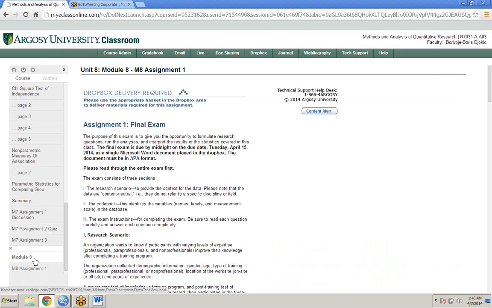The purpose of this exam is to give you the opportunity to formulate research questions, run the analysis, and interpret results of statistics covered in this class. This is like a mini dissertation assignment. The final exam is due by midnight on the due date, April 15th, as a single Microsoft Word document placed in a Dropbox. Documents must be in APA format.